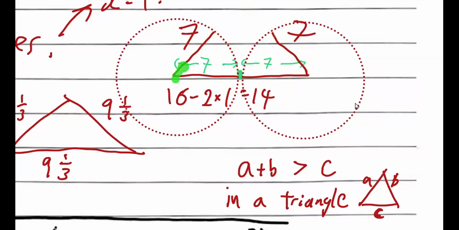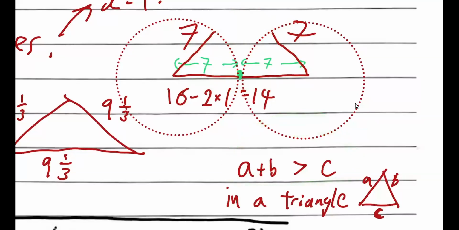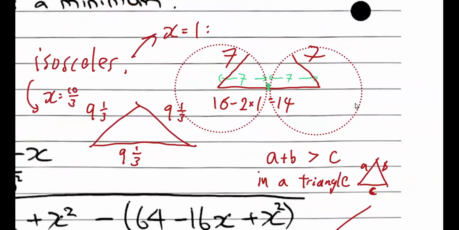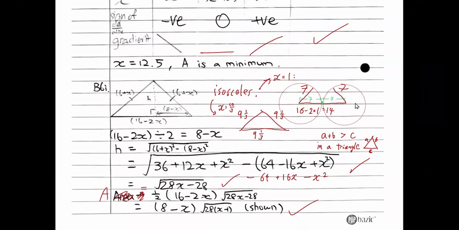Okay. 7 plus 7 is equal to 14. That's bad. You need 7 plus 7 to be more than 14 in a sense. Not exactly 7, but 7 point something. Right, okay, that's the triangle inequality. Also, you can think of it as h equals the square root of 28x minus 28.